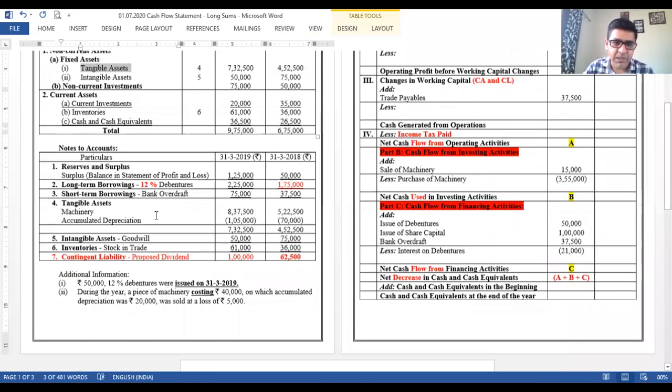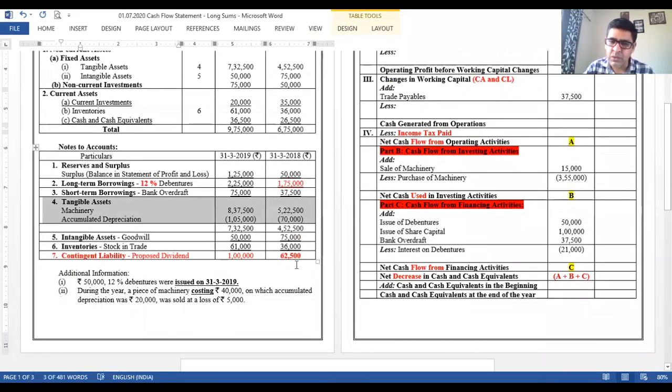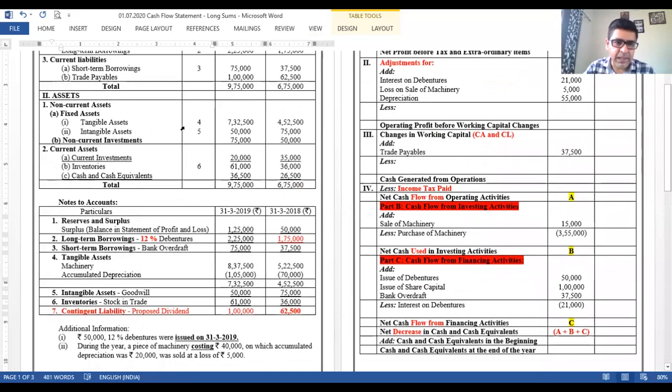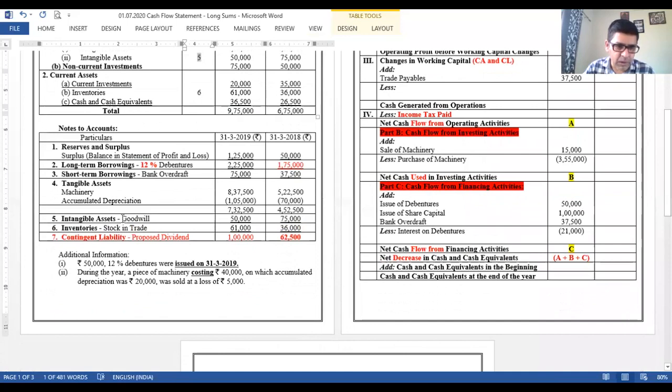Continuing further, tangible assets, note number 4. Machinery and equipment depreciation is there. Opening and closing balance, we are done with that part. Accounts were prepared, differences were put in the respective column, right? After tangible assets, intangible assets, and that is note number 5 again. So let us check that note number 5. Note number 5 talks about goodwill. Goodwill was 75,000 in the beginning and now it is 50.